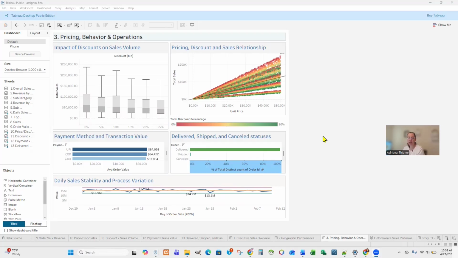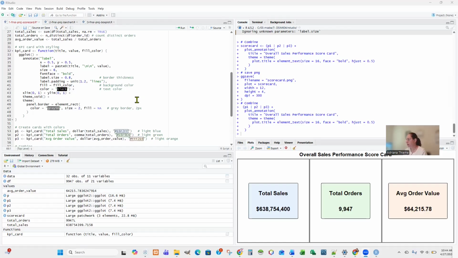And because customer behavior is steady and operations are strong, with most orders being delivered, the company is ready to grow. So the best strategy that we can derive from this dashboard is to increase the order volume and fine-tune pricing while keeping the operations efficient and avoid discounts that could lower revenue. Now I'll show you some of my R charts that help support our analysis as well.